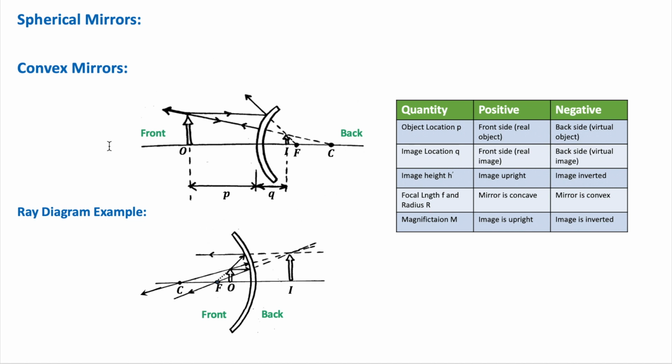And the convex mirror, like this one here, is used in stores at high positions because it can cover a large field of view of the store, and it makes objects appear smaller in the mirror.